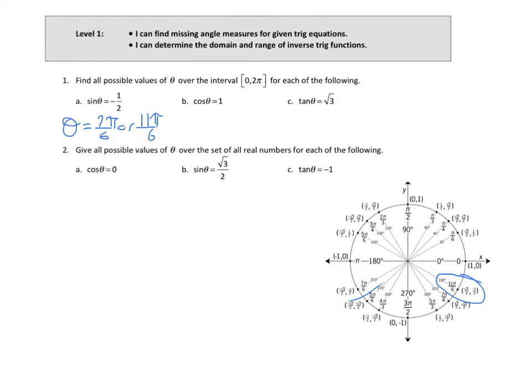In the next one, we're looking for the places in the unit circle where cosine of an angle is 1 or the x-coordinate is 1. And that happens over here at 0, and that's also coterminal with 2 pi. Those are both in the interval. So theta equals 0 or 2 pi.